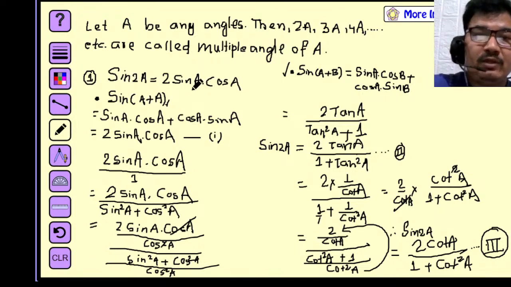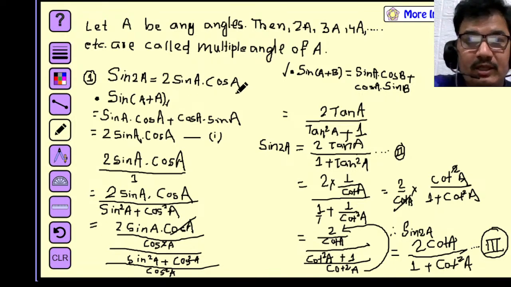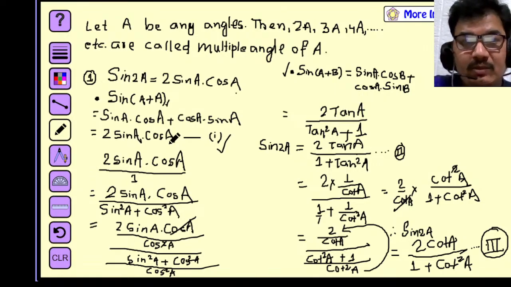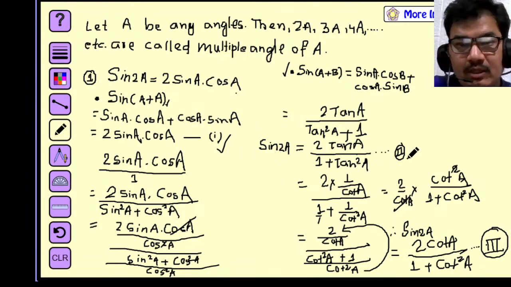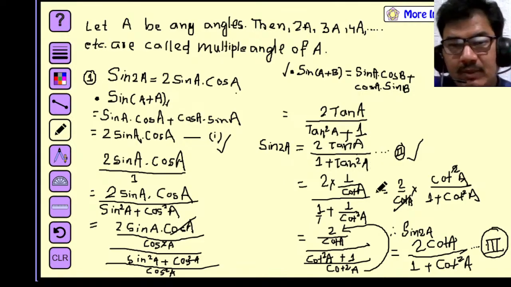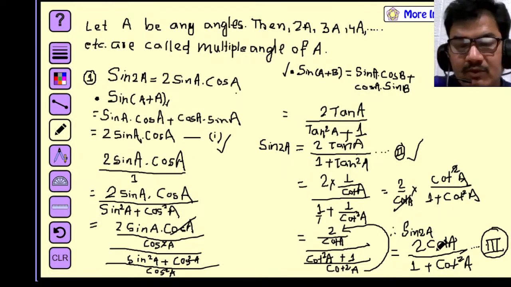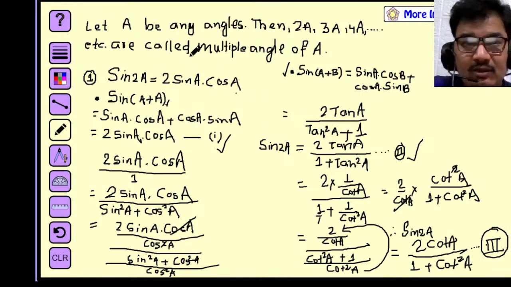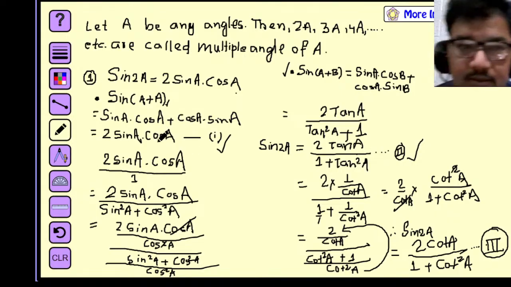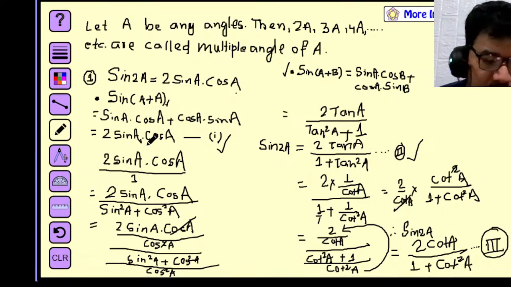Right? Sine 2A, first we brought this 2 sine A cos A, right? Sine 2A means 2 sine A cos A, how it comes like this. And next one there is sine 2A in terms of tan, 2 tan A by 1 plus tan square A, okay? And similarly, I found here sine 2A in terms of cot A, that is 2 cot A by 1 plus cot square A. These are the first three relations of multiple angles of trigonometric ratios.